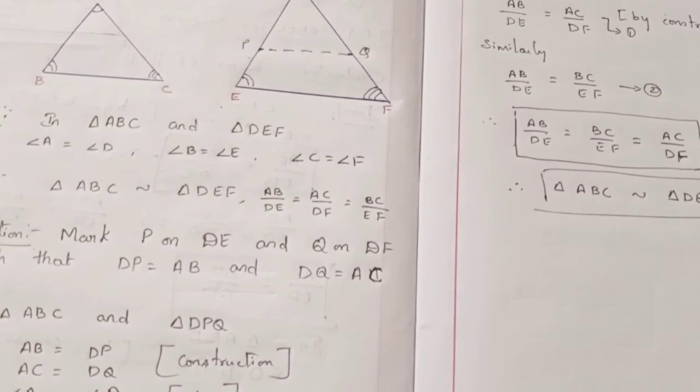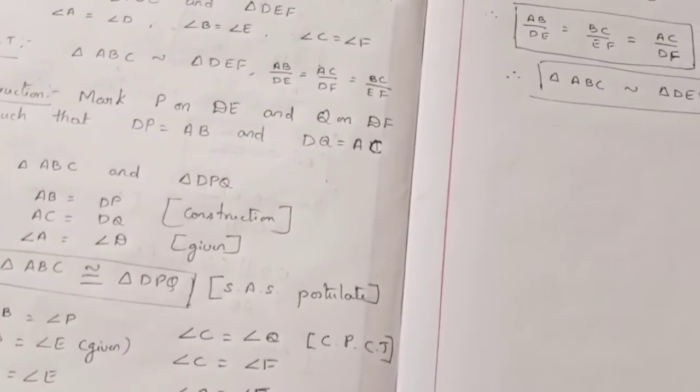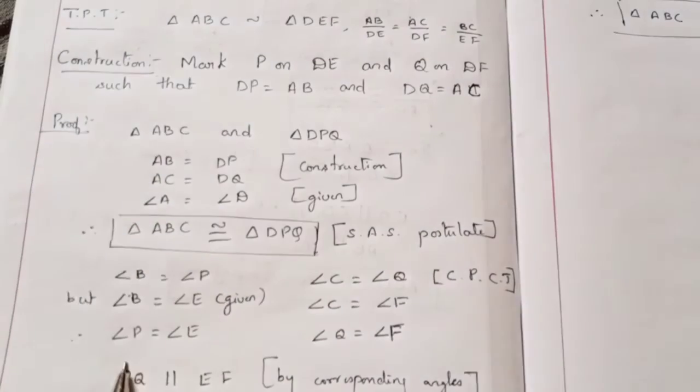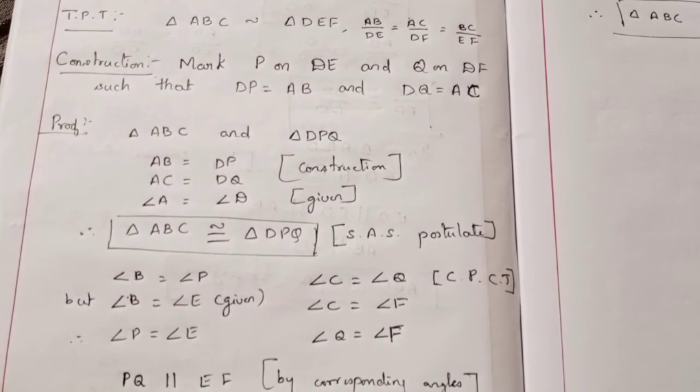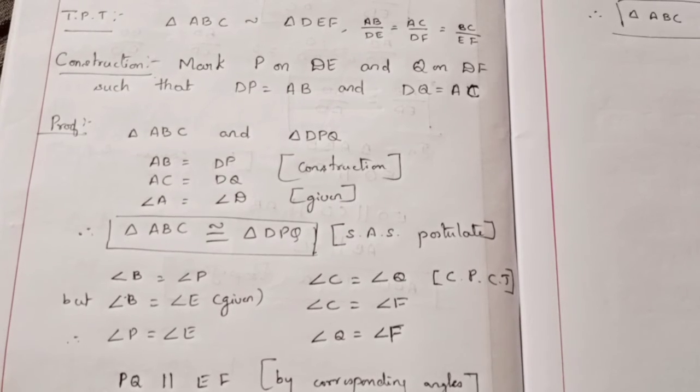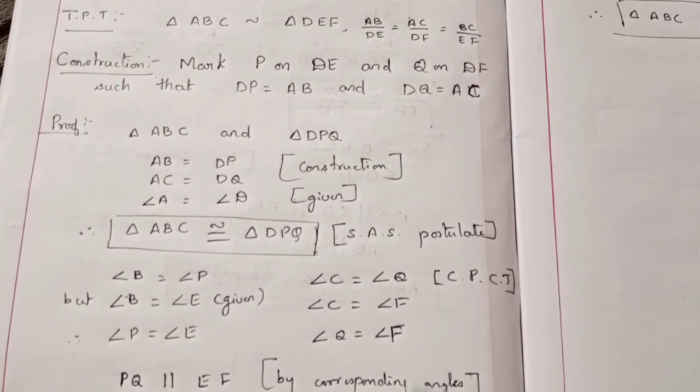Same thing we have done here. What we have done, you can see here, angle P is equal to angle E. Therefore, PQ is parallel to EF by corresponding angles. I hope that you have understood the reason why I have given this reason.